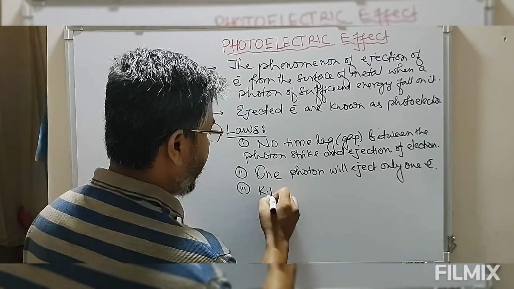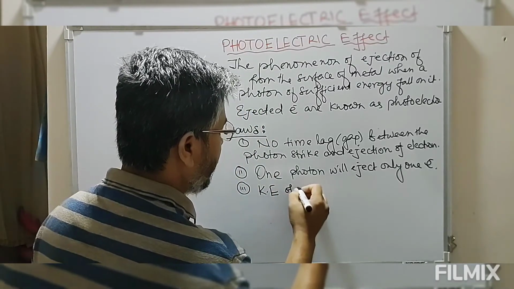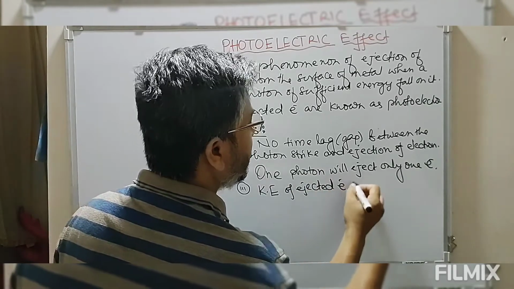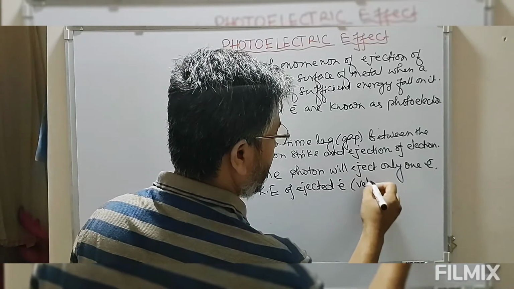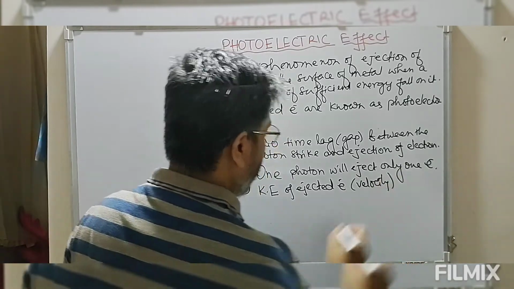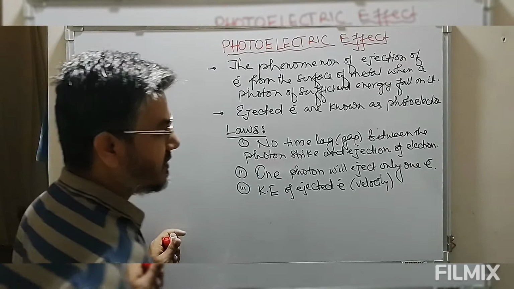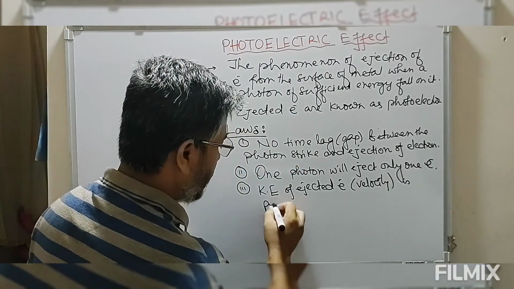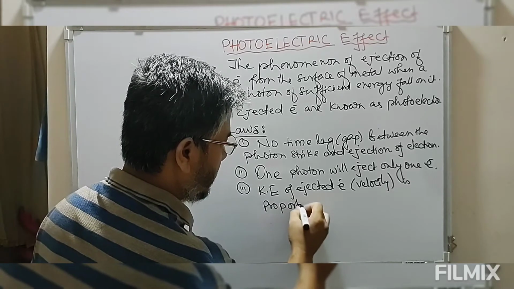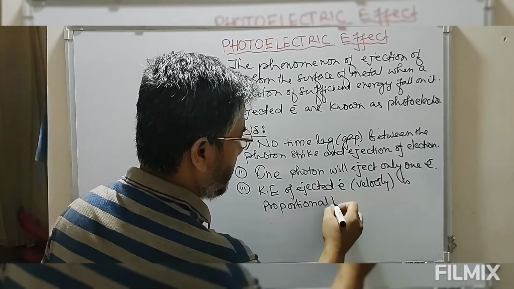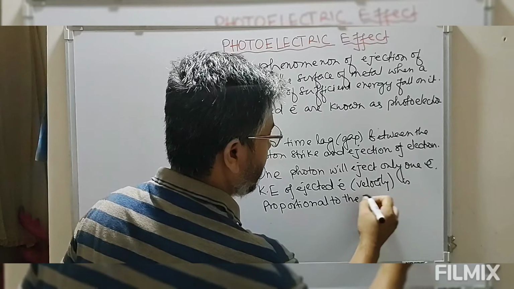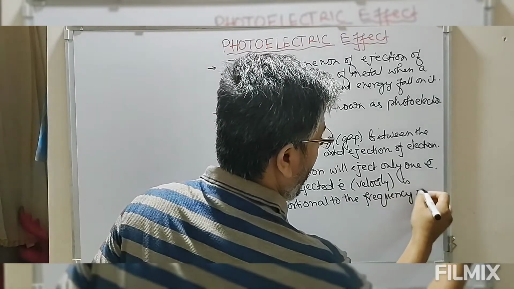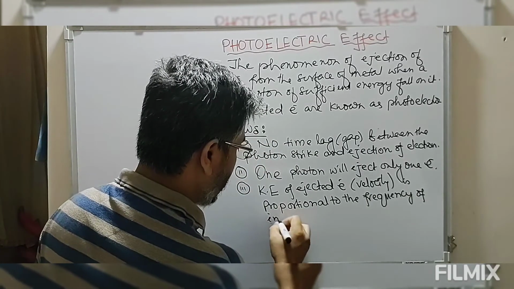So the kinetic energy of the ejected electron, or velocity. The kinetic energy or the velocity of the ejected electron is proportional to the frequency of the incident photon.